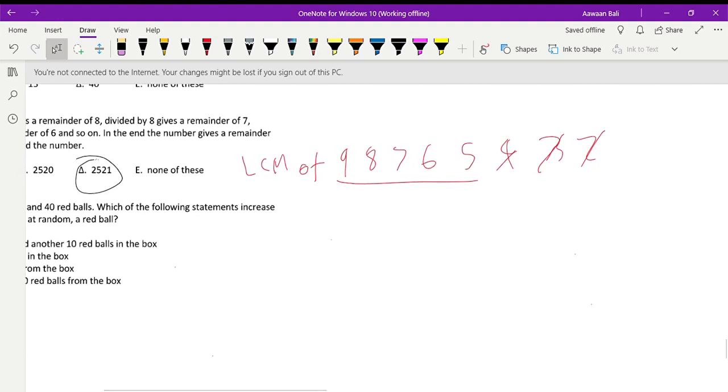So basically, is 2520 divisible by 9? Let's check. 2 plus 5 is 7, plus 2 is 9. That works. Now, is 2520 divisible by 8? Well, yes, it is, because it's divisible by 2, and it's divisible by 4 because of that 20 here. So, you get the idea.